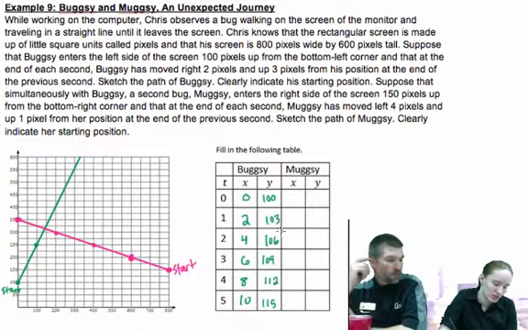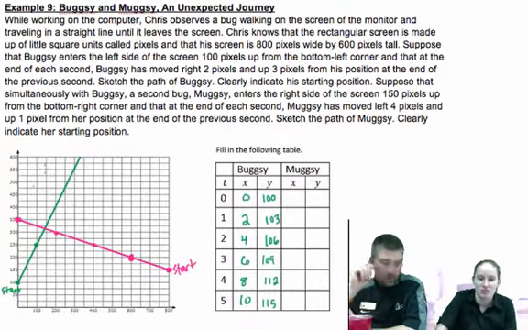And you could keep going. We just decided to have this much. Yeah, that's where we're good. All right, so where's the starting position of Mugsy?